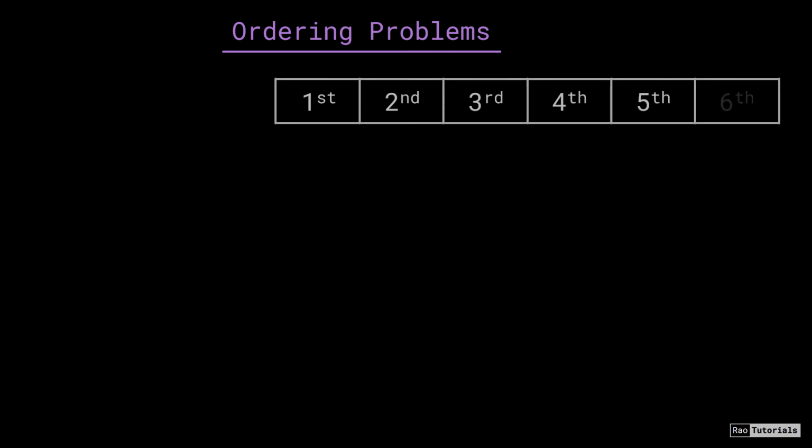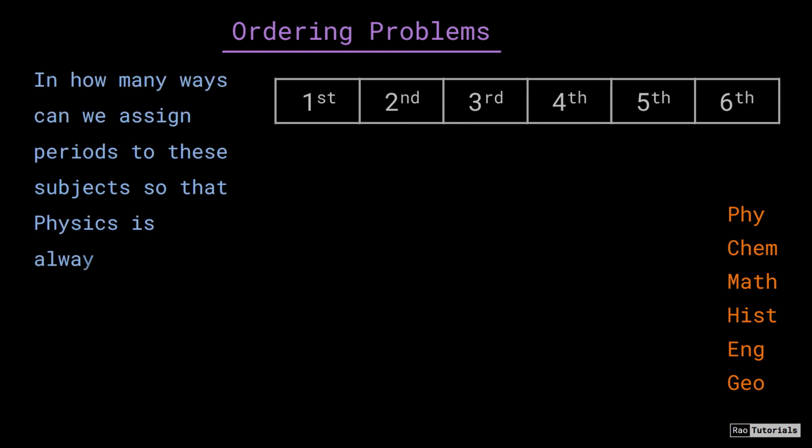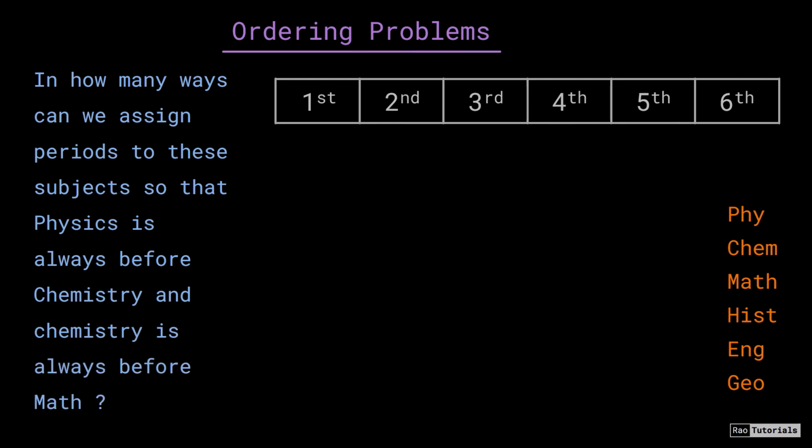There is yet another case where we will be using the same result which we use for arrangement of identical things. These can be called ordering problems. An example problem can be as follows. Suppose on a particular school day there are 6 periods. Also there are 6 subjects, namely physics, chemistry, maths, history, English and geography. Then in how many ways can we assign periods to these subjects so that physics is always before chemistry and chemistry is always before maths?